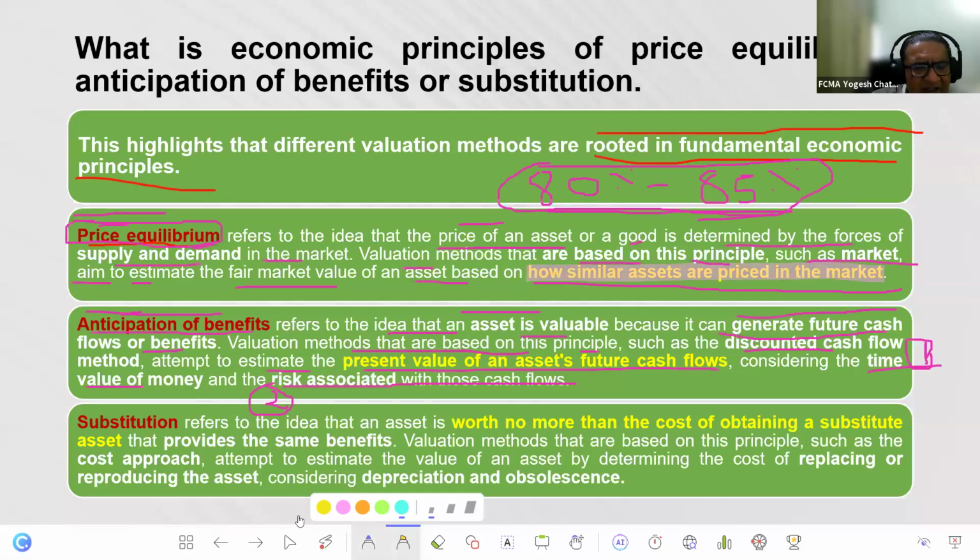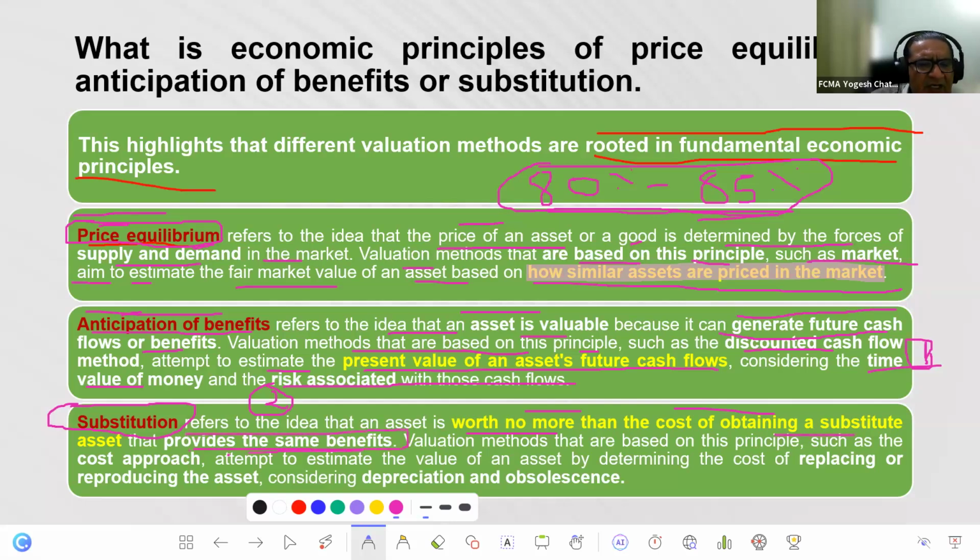That is based on the theory of substitution. Substitution means I will substitute a 5 year old motor car with a 5 year old motor car. Therefore, it is replacement value, reproduction value, reconstruction value. So substitution refers to the idea that an asset is worth no more than the cost to obtain a substitute asset that provides the same benefit, equal utility, same benefit. That is very vital.